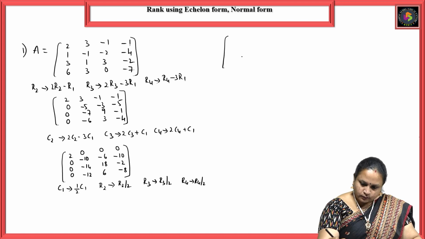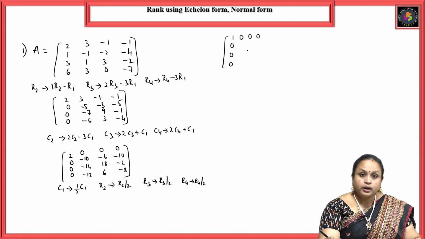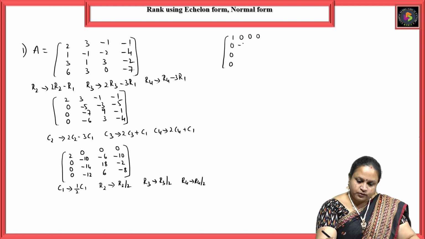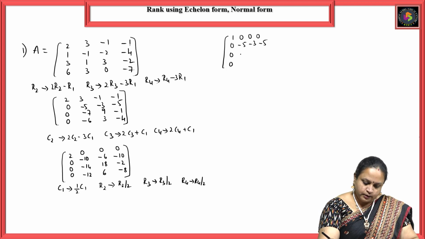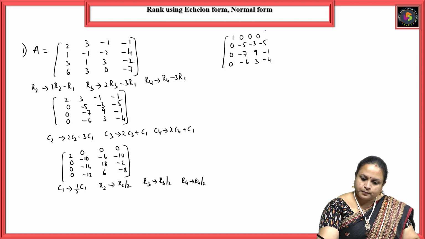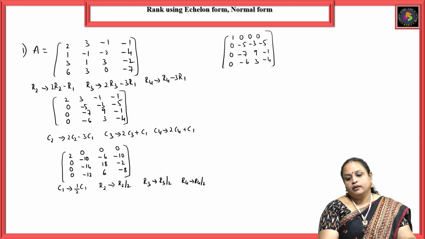Then we get 1 0 0 0. Here also all zeros. Then minus 5, minus 3, minus 5. Then minus 7, 9, minus 1, minus 6, 3, minus 4. Yeah, this is the matrix which we are getting.